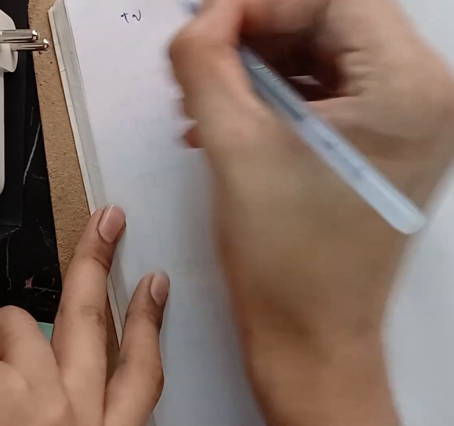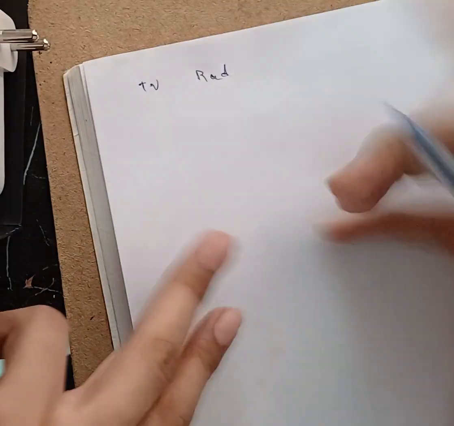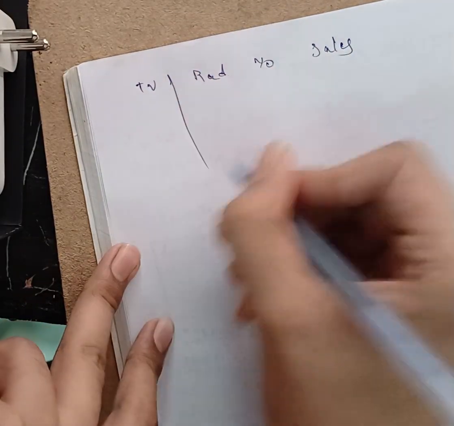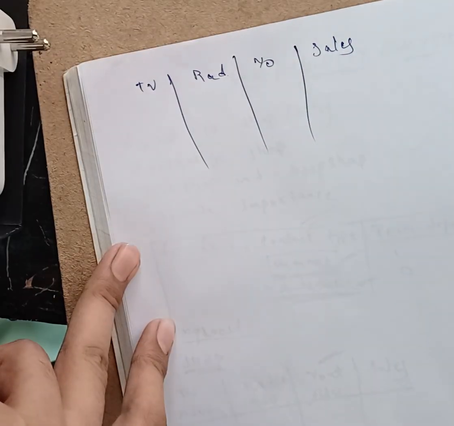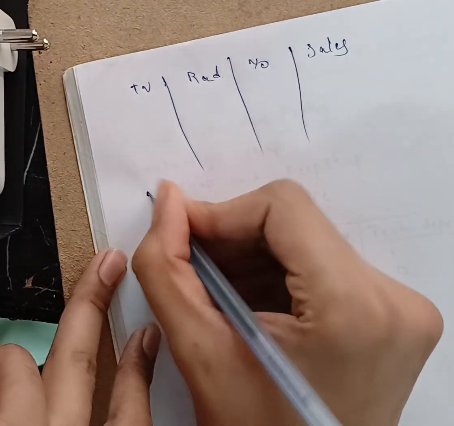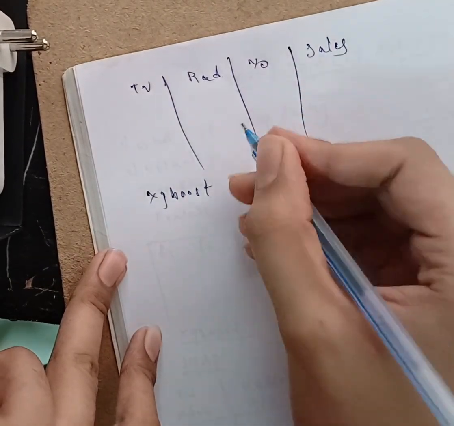Now the main question that comes is, let's say again we consider the same values: TV, radio, YouTube, and sales. We already trained one model, XGBoost.